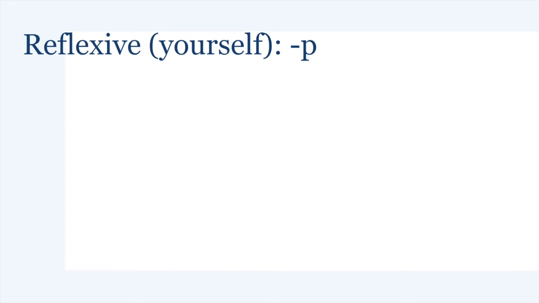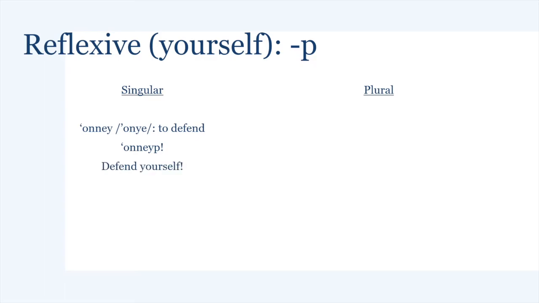So, I believe we might be halfway through. It's a long video, but now we're going to talk about the reflexive. It's the ending with a P. So singular and plural, of course. So look at to defend. Onei. Interesting because this verb in Mutsun means, I think, to accompany, like to be someone's friend. But anyways, in Rumsen it means to defend. So onape. Put that P at the end. It means like defend yourself. Stand up for yourself. Onape. Stand up for yourself. Defend yourself.